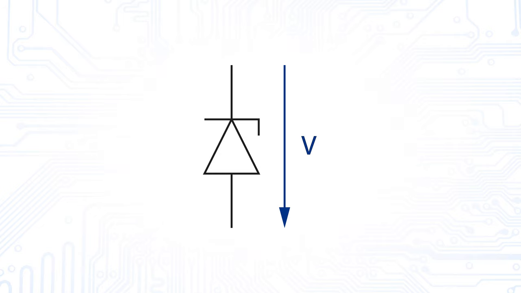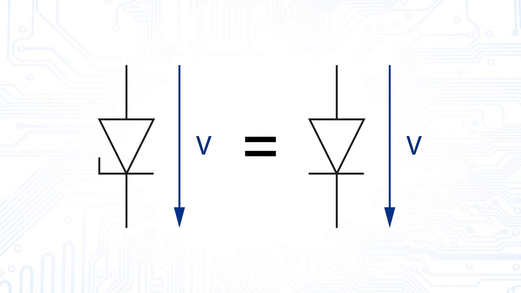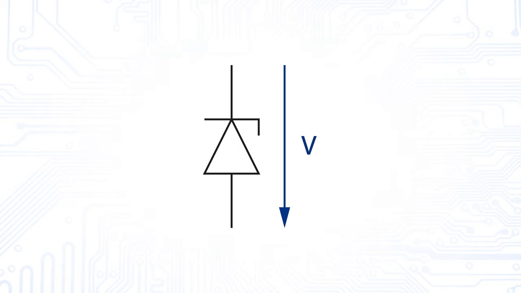This can also be seen from its circuit symbol. The additional line here symbolizes the breakdown region. In forward direction, the Z-diode works the same way as a silicon diode. But in practice, the Z-diode is most often operated in reverse direction, where it can be used for voltage stabilization or limiting, as well as overload protection.